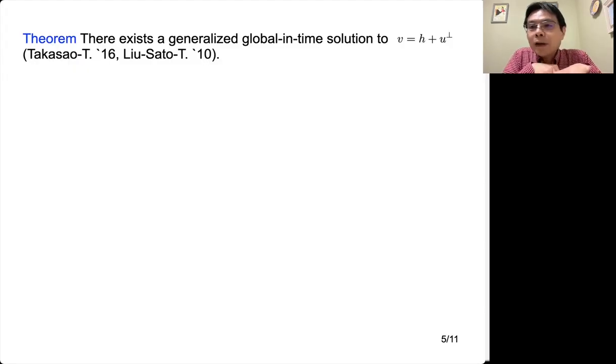Maybe at this point I'll stop and field some questions. Any questions? Yes. The question is whether this flow with the forcing term u perpendicular is a generalization of the usual flows with forcing terms.